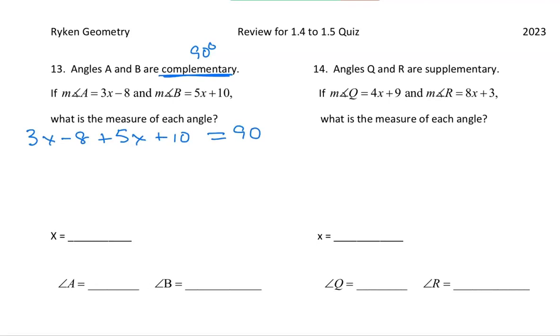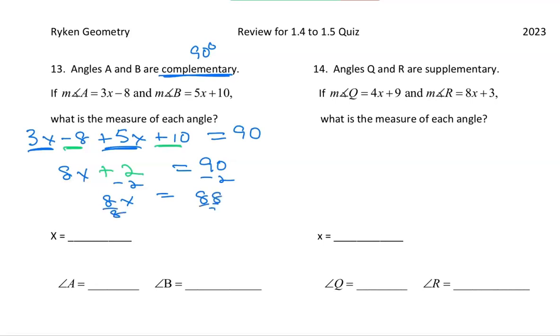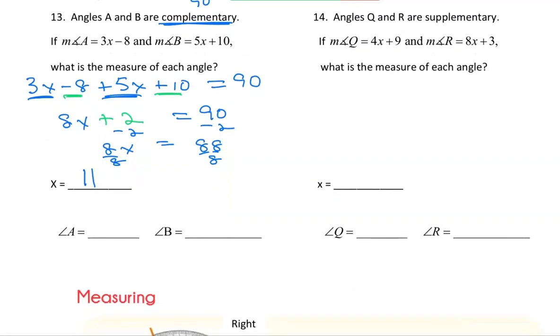On the left side, you're going to combine like terms. We have a 3x and a positive 5x. That's an 8x. Then I have a negative 8 and a positive 10. That's a positive 2. That has to equal 90. Subtract 2, and 8x equals 88. Divide by 8, x equals 11.